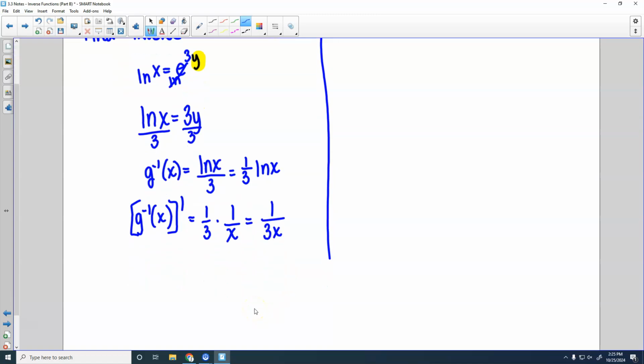And so if we want to find g inverse prime of e squared, it was e squared, wasn't it? Yep. We're just plugging it in. So we get 1 over 3e squared. And we'll just have to leave it at that.